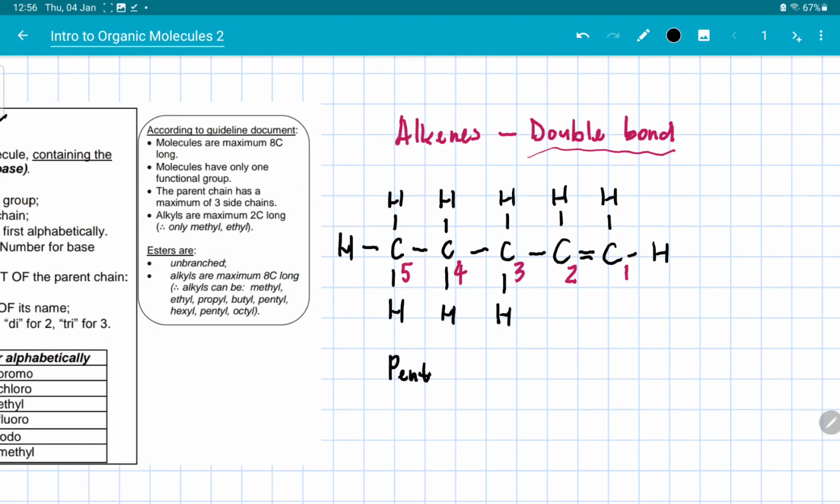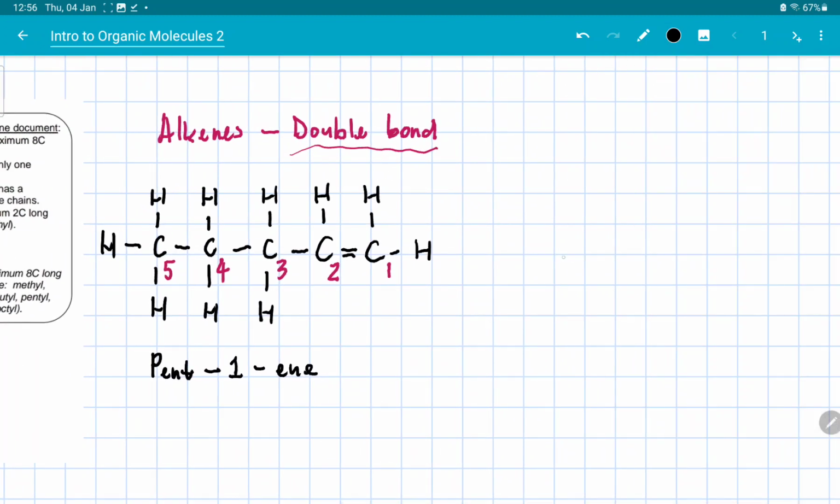Now, this double bond could have been here, or it could have been here, since it can have a potential position anywhere. So I have to mention its position. When I mention its position, I mention the first carbon to contain that double bond. I can't say carbon 2, because the first carbon to contain that double bond happens in this case to be the first one I counted, carbon 1. So this is pent-1-ene.